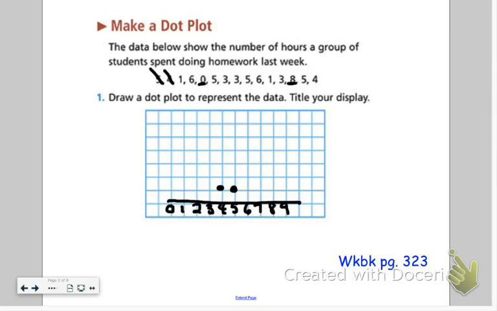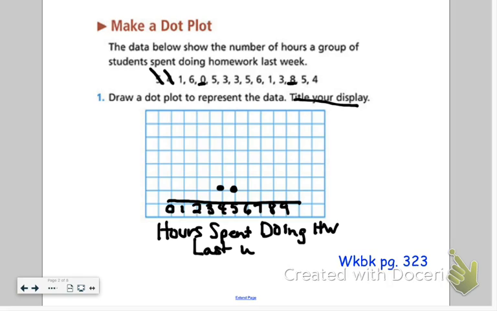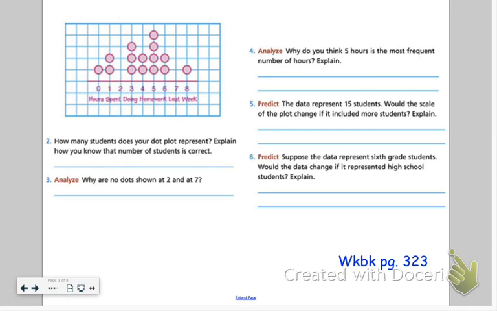Oh, and don't forget, we must title our display. So I might title this Hours Spent Doing Homework last week. Okay. When you're done with your dot plot, it's going to look something like this.